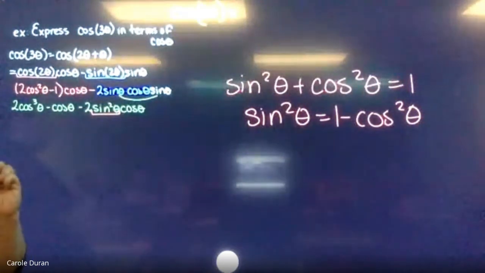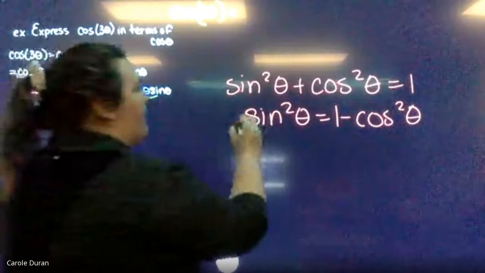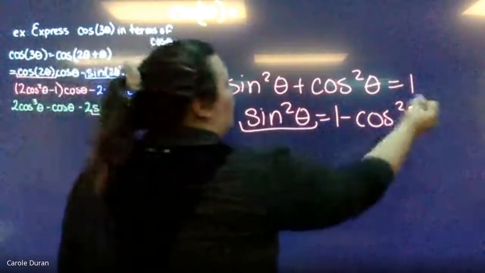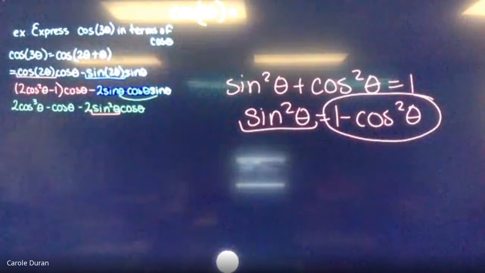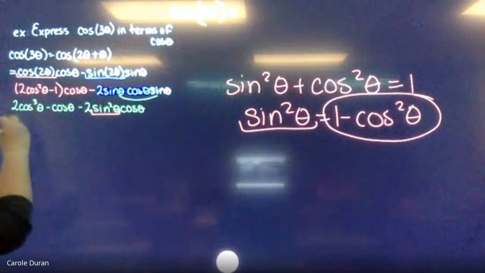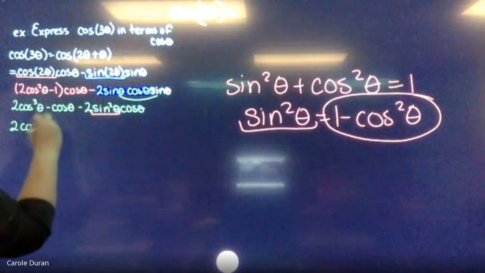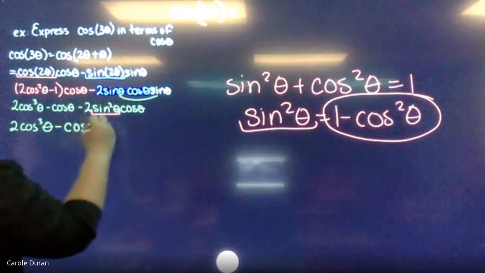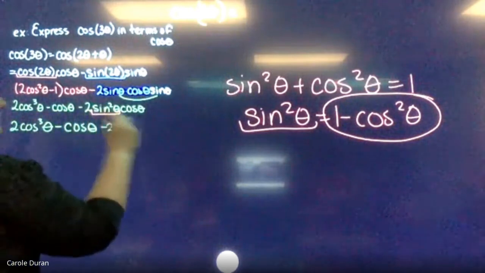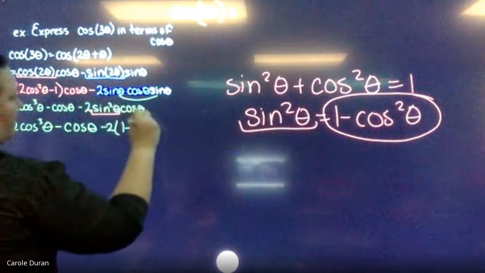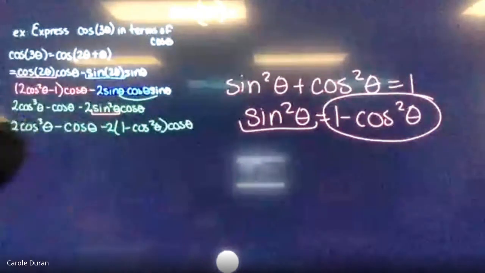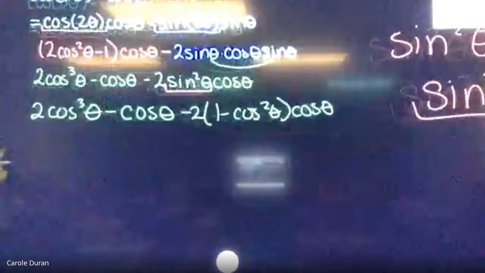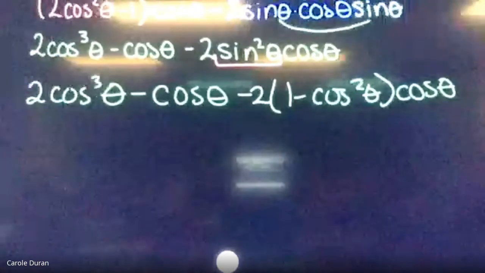Okay, so I move some stuff around. Now that I have the sine squared theta by itself, I can replace the sine squared theta. So now my equation is becoming 2 cosine cubed theta minus cosine of theta minus 2 times 1 minus cosine squared theta times cosine of theta. All I did was replace the sine squared theta with 1 minus cosine squared theta that came from the Pythagorean identity.